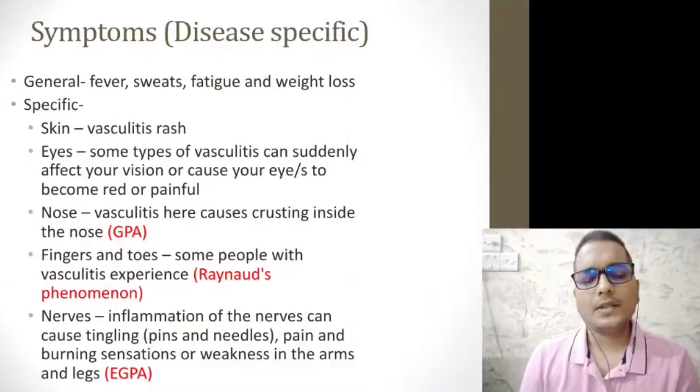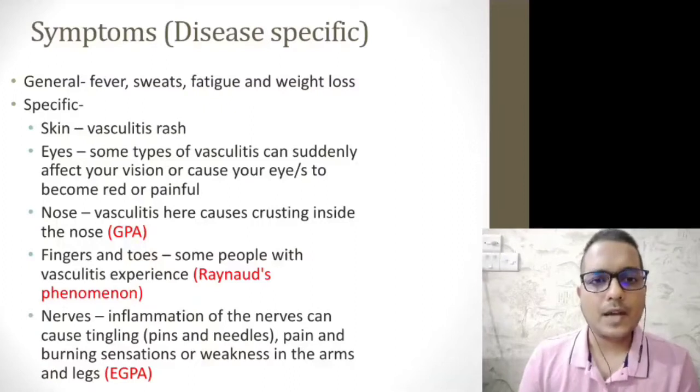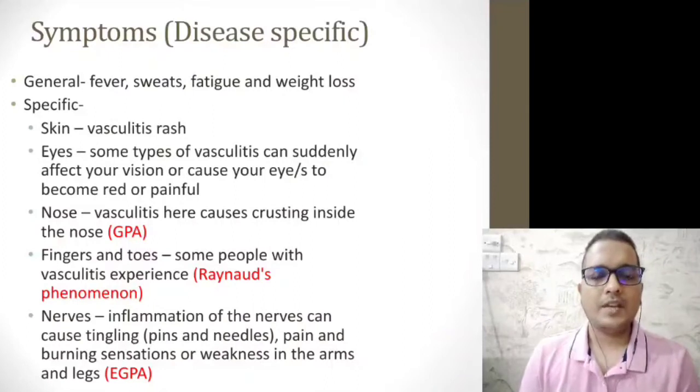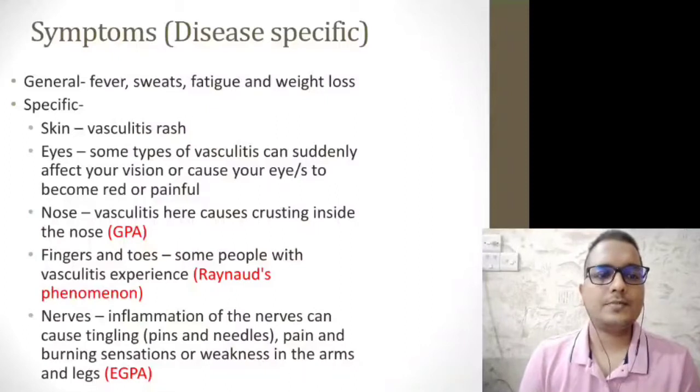And in the nerves, if the blood supply of the nerves is hampered, there will be damage of the nerves. So there will be peripheral neuropathy. The small vessel vasculitis which causes this nerve damage is mostly EGPA, eosinophilic granulomatosis with polyangiitis, or the Boettcher Syndrome. This causes nerve damage and produces peripheral neuropathy.